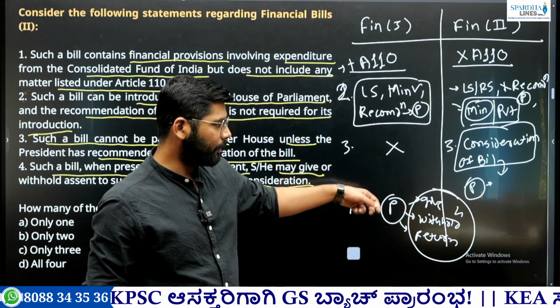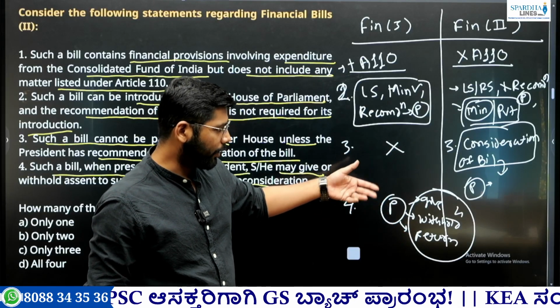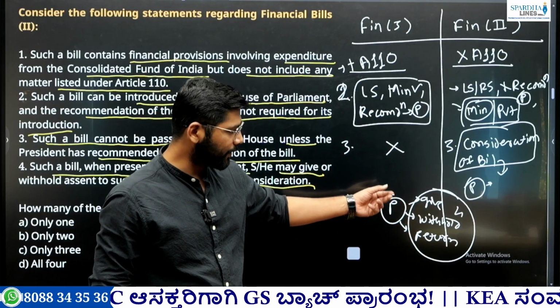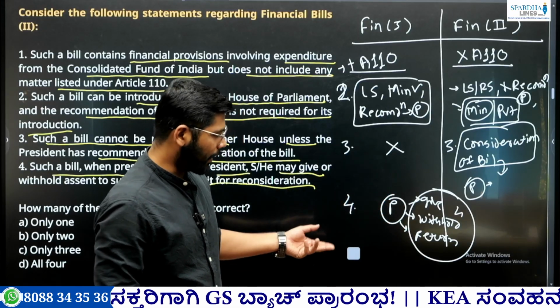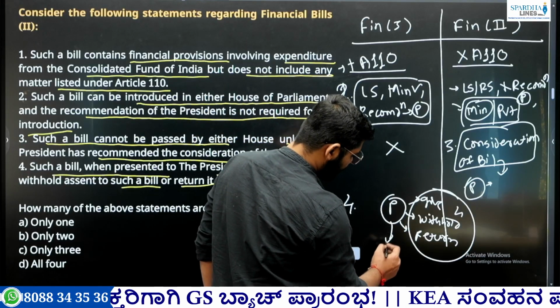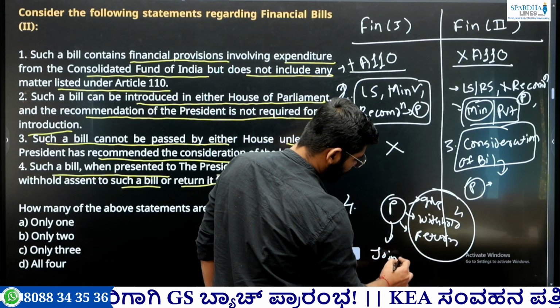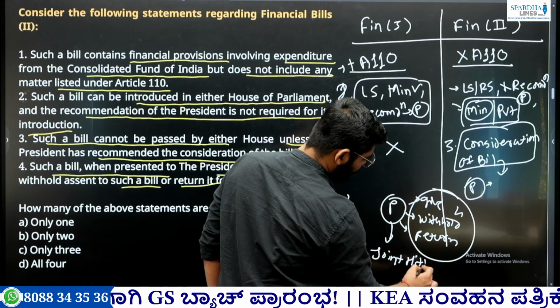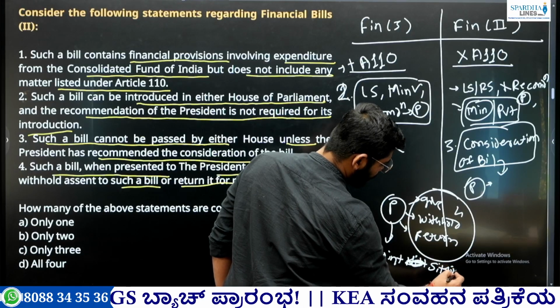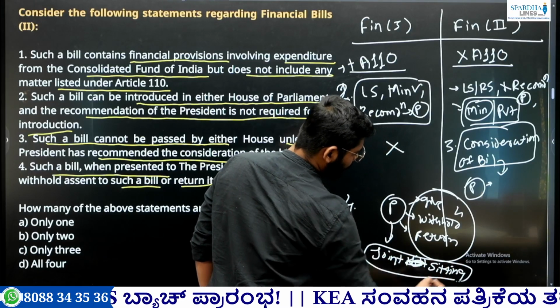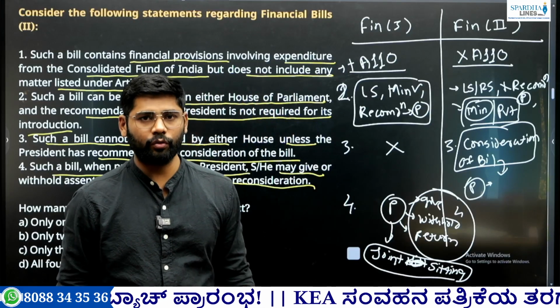The President can give all three assents: he can give assent, he can withhold assent, or he/she can return the bill for reconsideration. Apart from this, the President can summon the joint sitting of the two houses, for Finance Bill 1 and Finance Bill 2 as well.